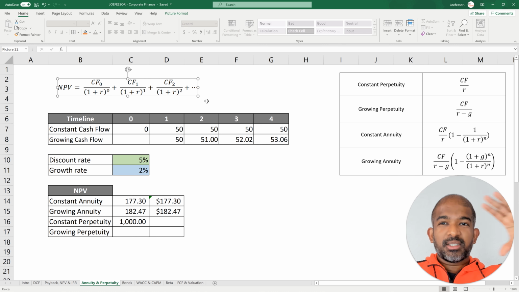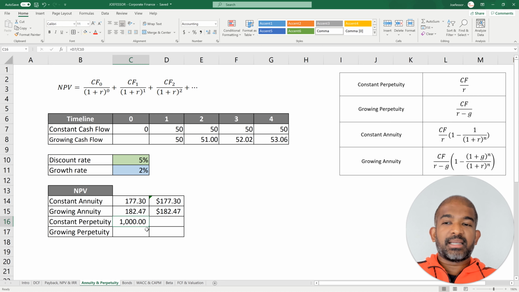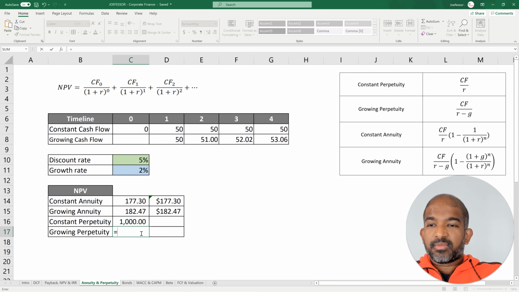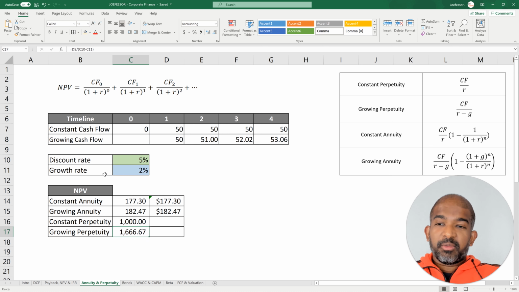So a convergent series can always be approximated to a single number here. In this case, it's $1,000. Okay. Next, moving on to a growing perpetuity. Okay, we're going to use the same $50 cash flow in time period 1. So we take that and we divide it by the discount rate minus the growth rate. Okay, obviously the NPV in this case would be higher than in the case of a constant perpetuity.